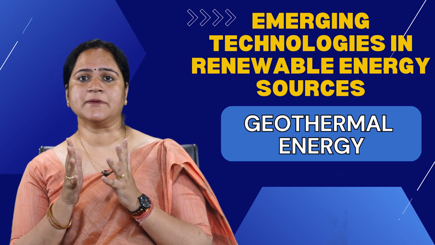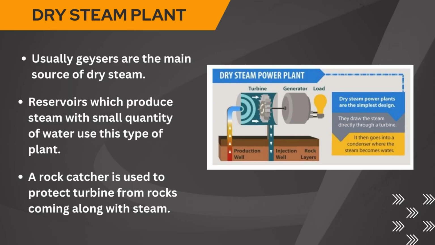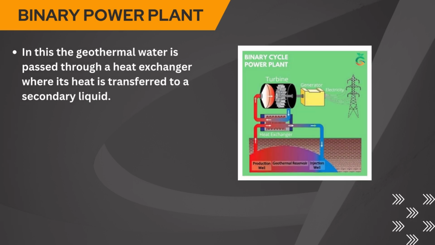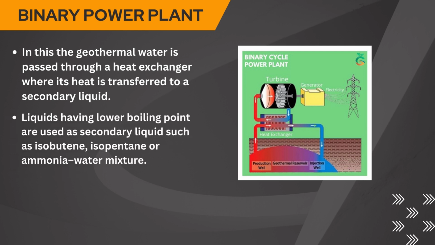Then comes the binary power plant. Binary means two things will be there. In this kind of geothermal plant, water is passed through a heat exchanger and its heat is transferred to a secondary liquid. Binary means here we are using two liquids, one primary and one secondary. Liquids having lower boiling points are generally used as the secondary liquid.